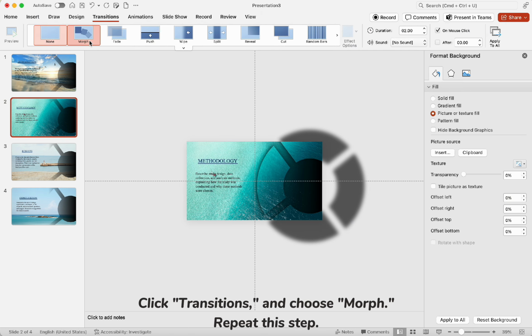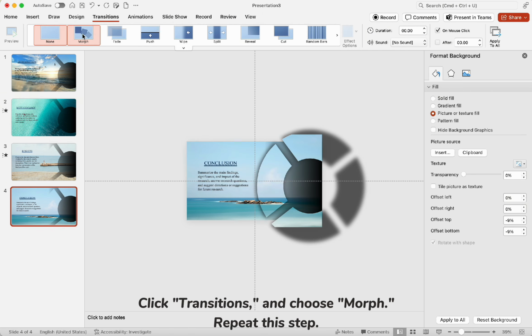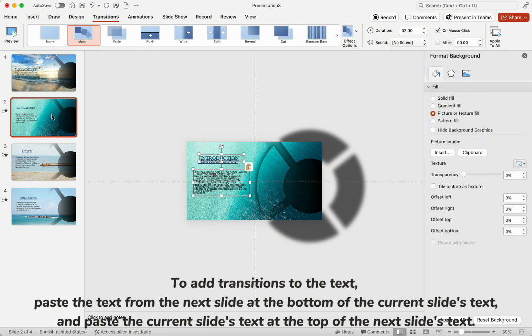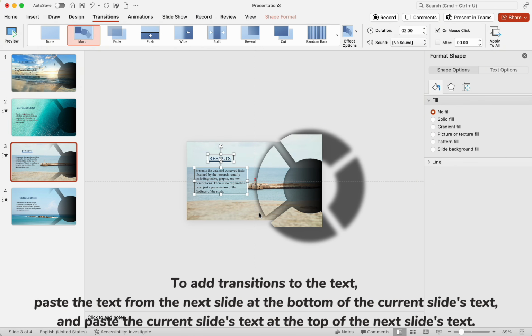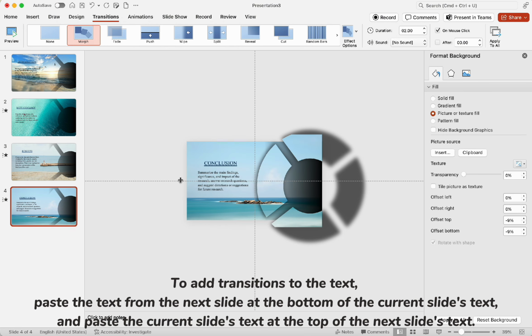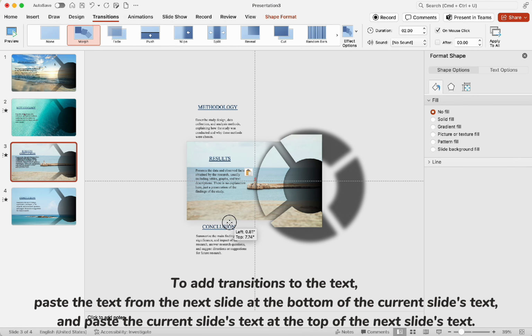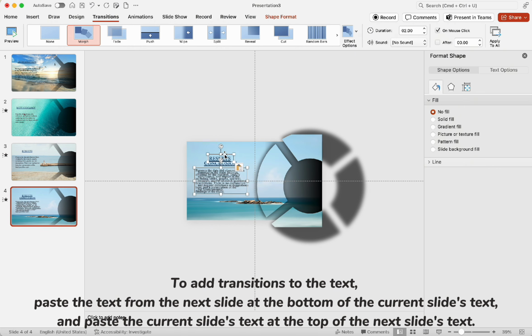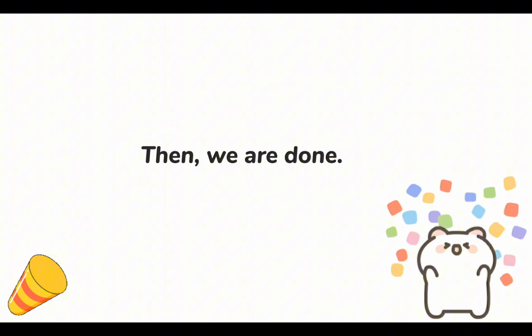Click Transitions and choose Morph. Repeat this step. To add transitions to the text, paste the text from the next slide at the bottom of the current slide's text, and paste the current slide's text at the top of the next slide's text. Then, we are done.